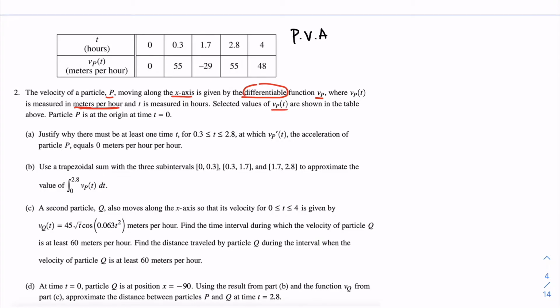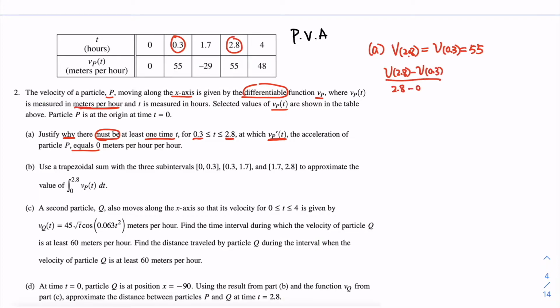Part A, justify why there must be at least one time t from 0.3 to 2.8, at which V prime, the acceleration of P, equals 0. So 0.3 and 2.8. V at 2.8 equals V at 0.3 equals 55. So the average rate of change between 0.3 and 2.8 will be V of 2.8 minus V of 0.3 over 2.8 minus 0.3, which gives us 0.